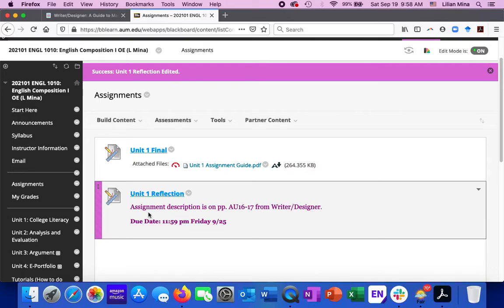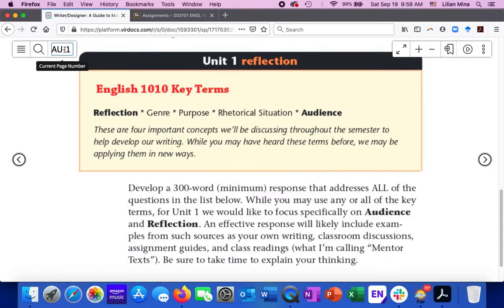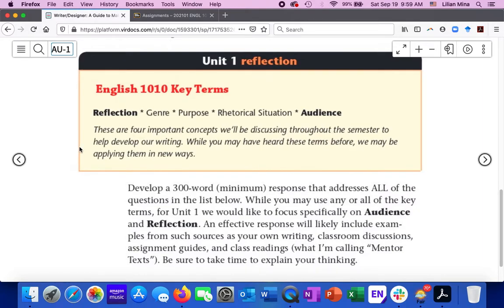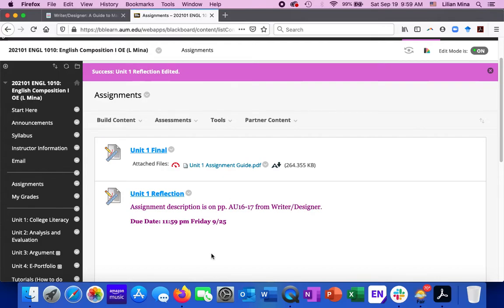And I'm telling you that the assignment description is on pages AU 16 to 17 from Writer Designer. So these are the two pages, AU, and if you click here, sorry. This is AU 16, okay? Just to make it short. And then that is due by the end of Friday, the 25th.